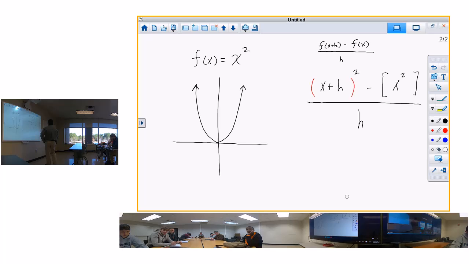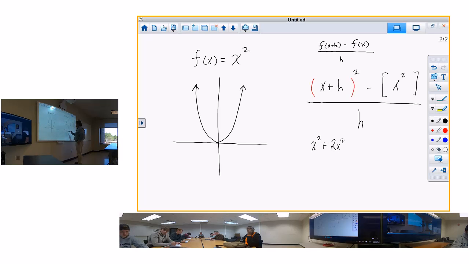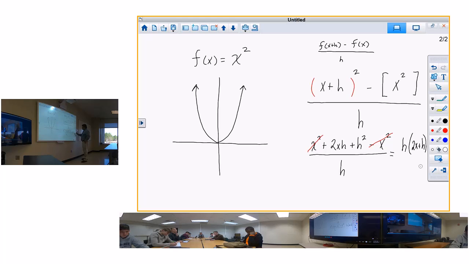So what will that give you in the red parentheses? Shortcut number 1 will give you x squared plus 2xh plus h squared. That's right. Minus x squared over h. And take your red marker, and what goes out? That, and I'm going to rewrite the top. I'm going to factor out an h. That leaves you with 2x plus h over h.